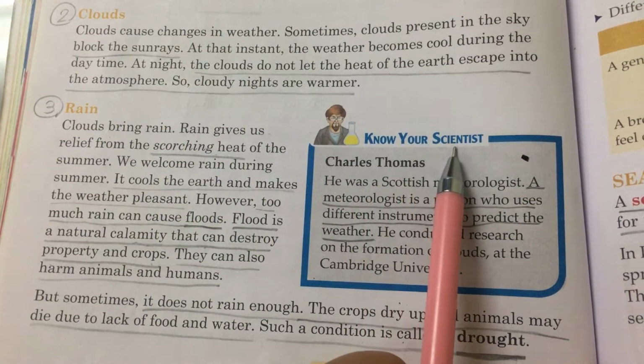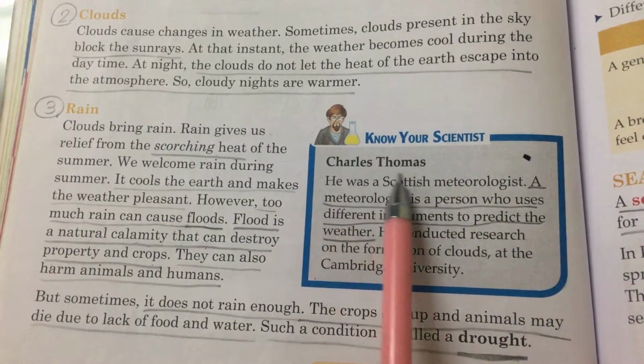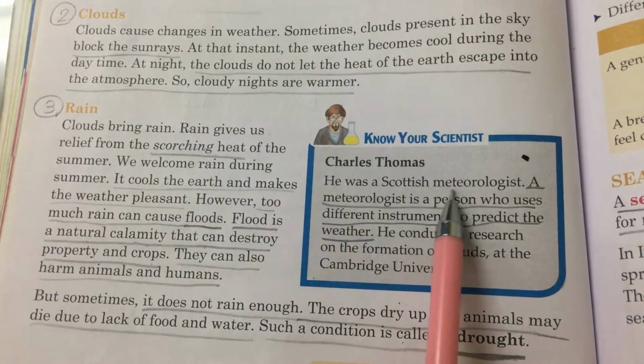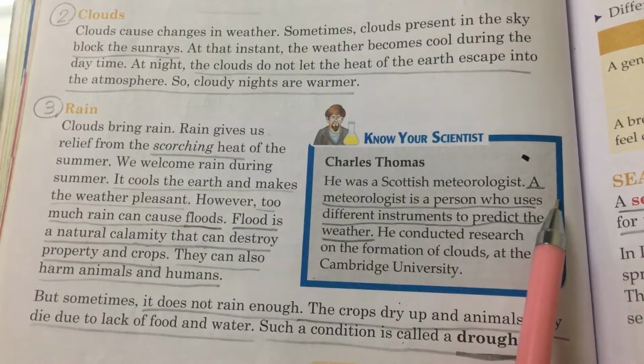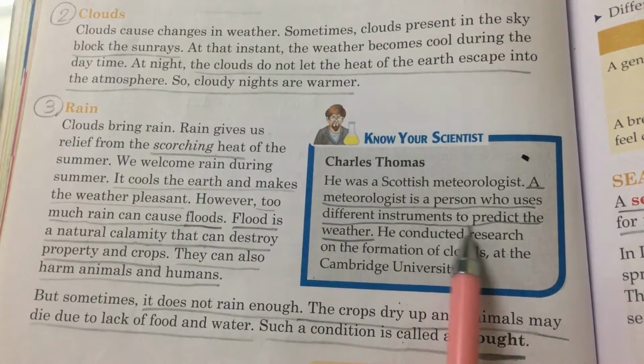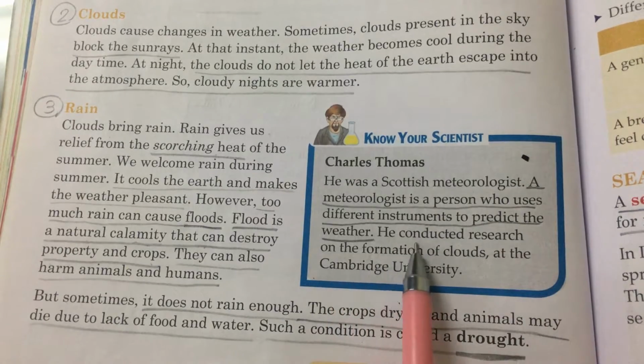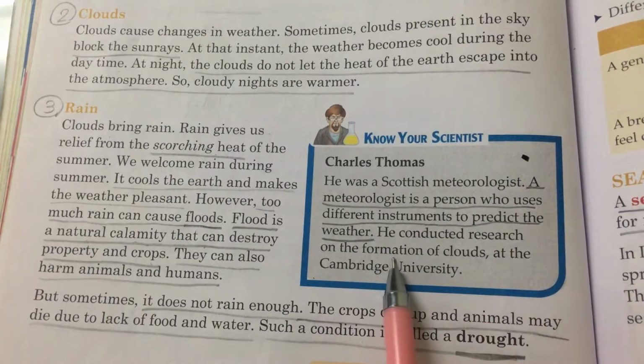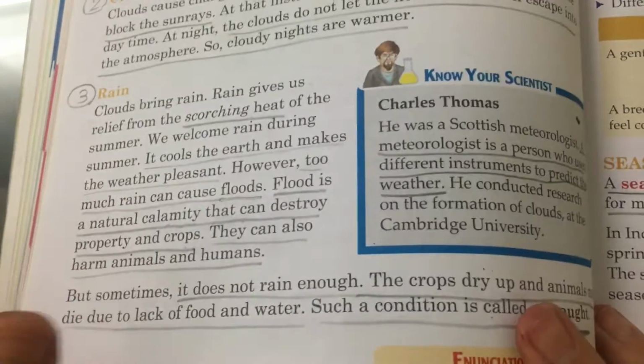Know your scientist. Charles Thomas was a Scottish meteorologist. A meteorologist is a person who uses different instruments to predict the weather. He conducted research on the formation of clouds at Cambridge University.